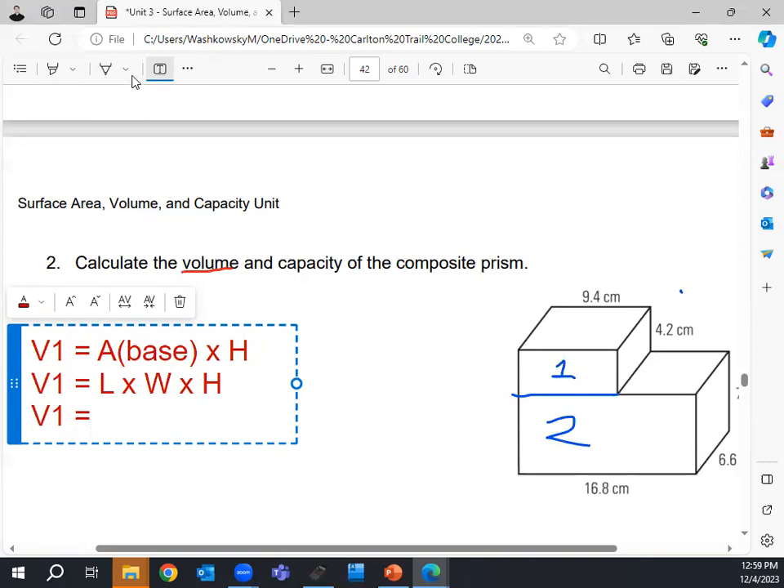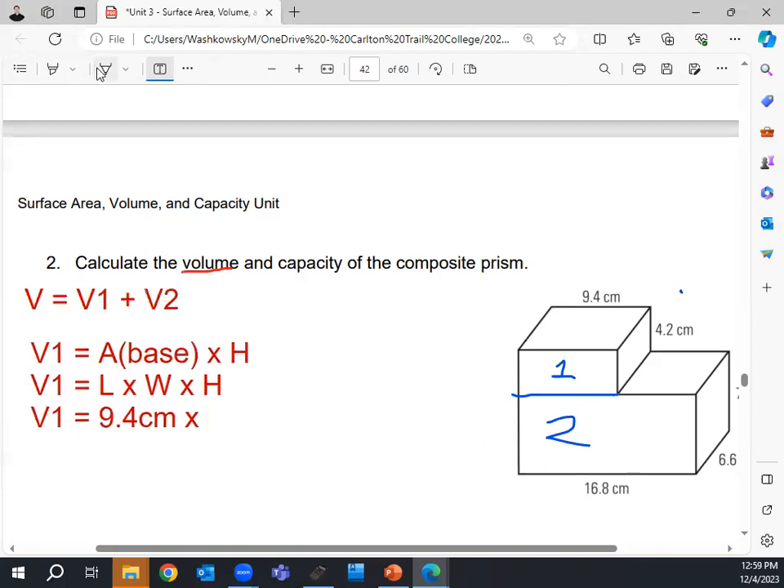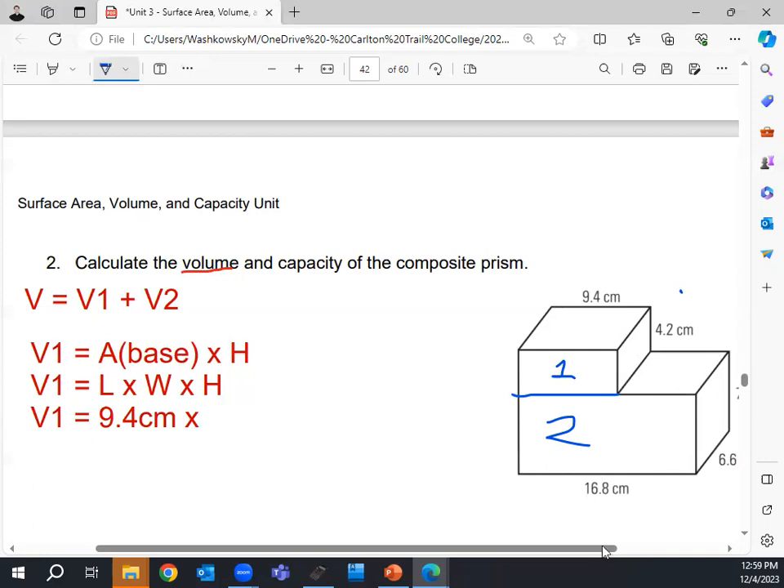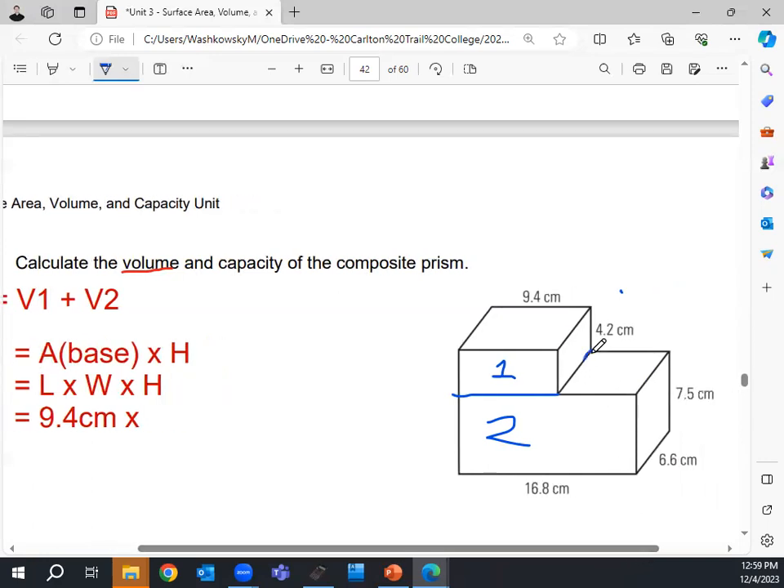So what's my length of this shape? It'd be 9.4 centimeters. What's the width of it? Now the width of it is going to be this line right here, right? Yeah. And you're right, that is 7.5.